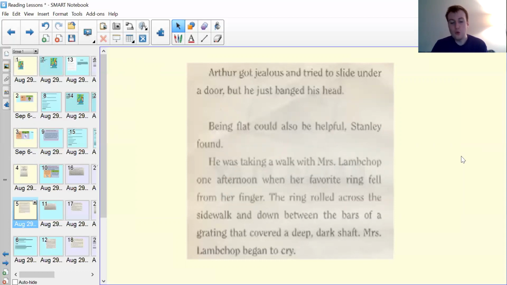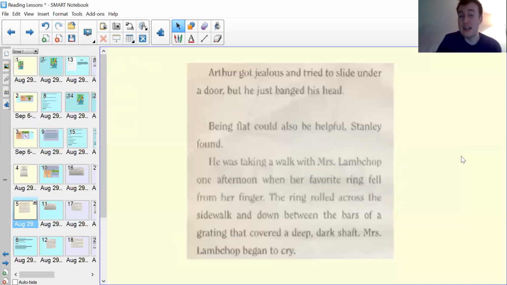Being flat could also be helpful, Stanley found. He was taking a walk with Mrs. Lambchop one afternoon when her favourite ring fell from her finger. The ring rolled across the sidewalk and down between the bars of a grating that covered a deep, dark shaft. Mrs. Lambchop began to cry. Okay, so that's the section we're looking at today.